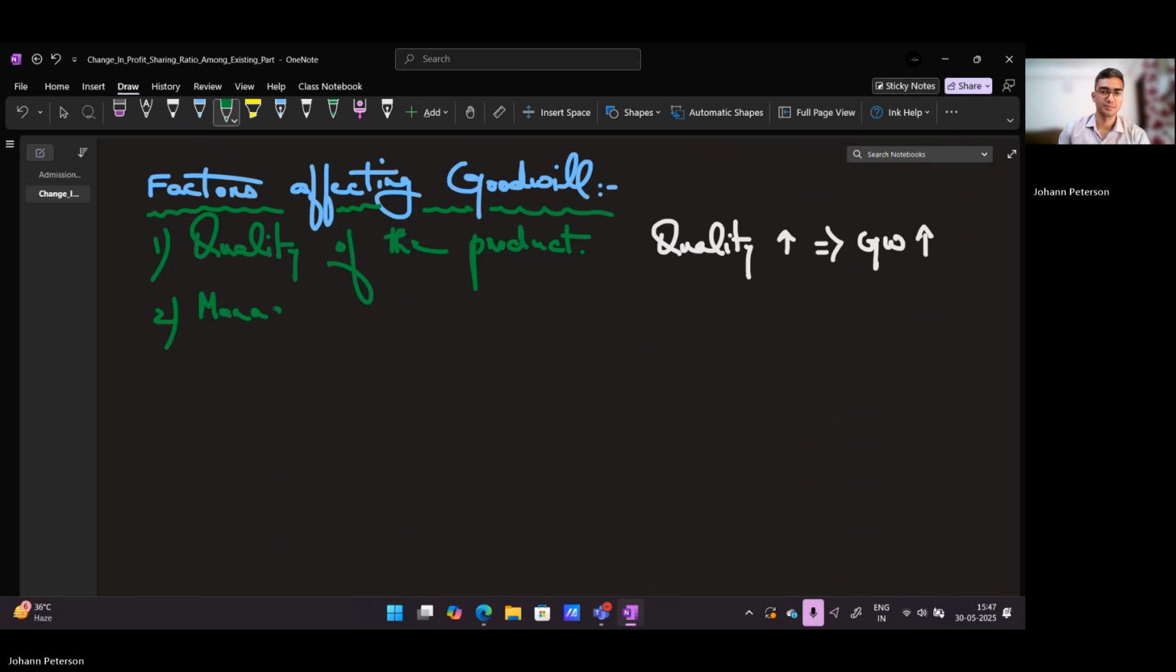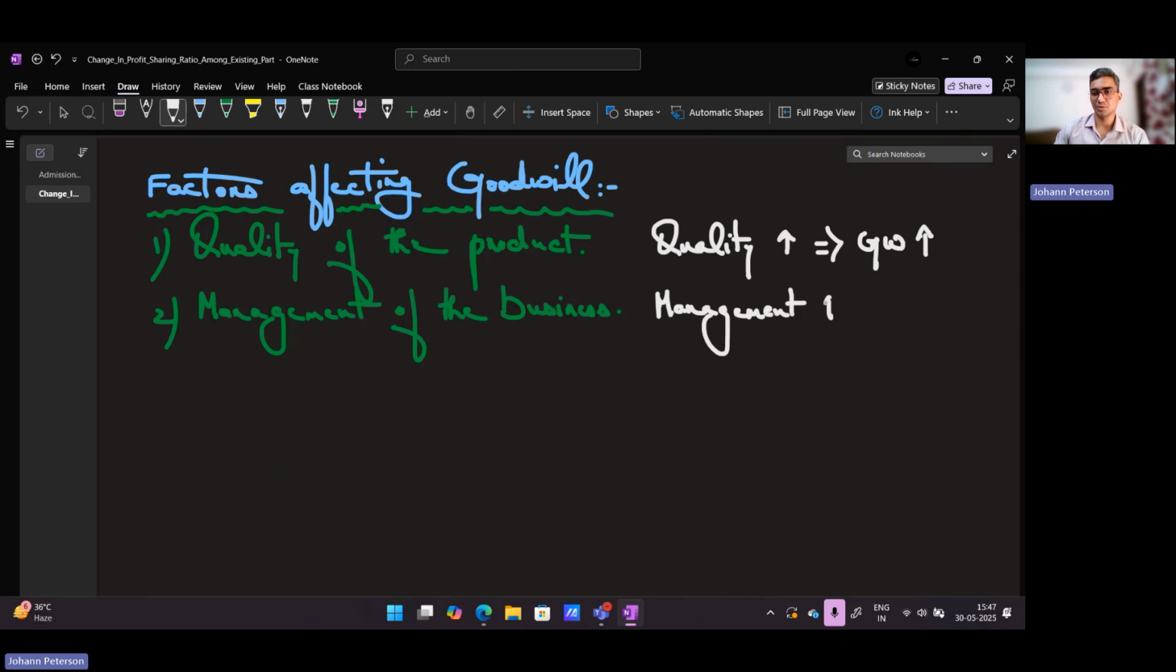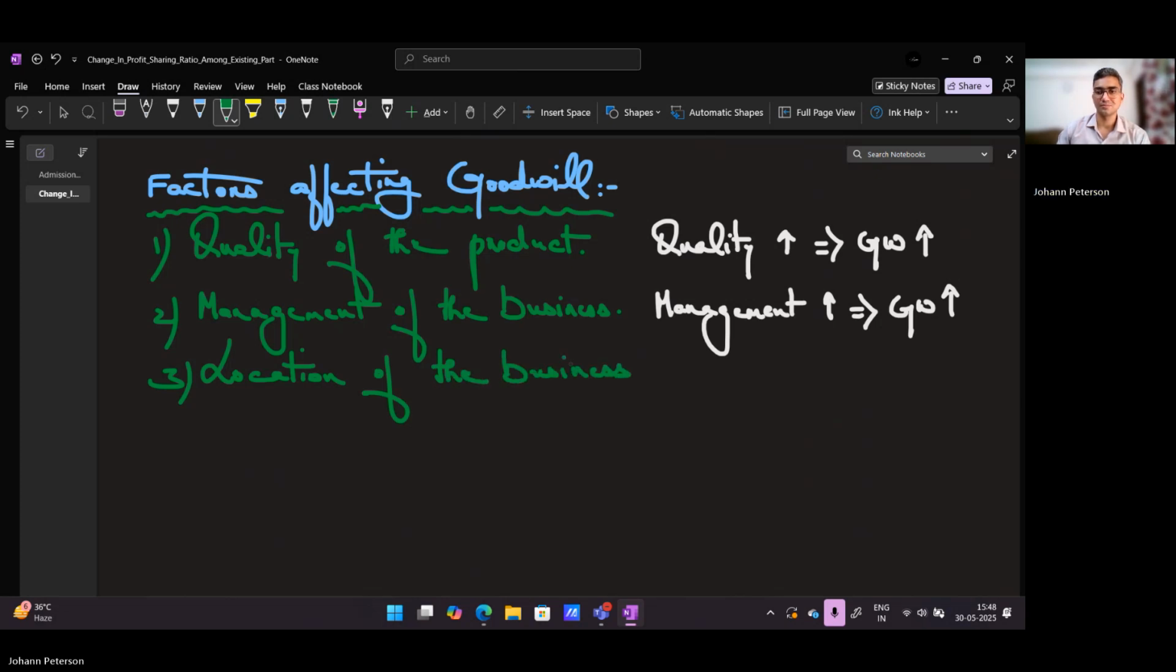The management of the business. So let's say the management is top notch in this business, which will also imply goodwill is top notch. If the management is poor, the goodwill of my business will also be less. The location of the business, where my business is located, where my factory is located. Let's say it is located in Mumbai. So the location is top notch, which implies my goodwill or my impression of my business will be good in the eyes of the consumers. So my goodwill will also be better.